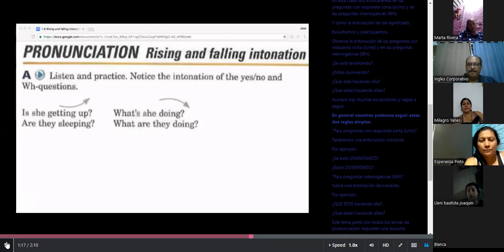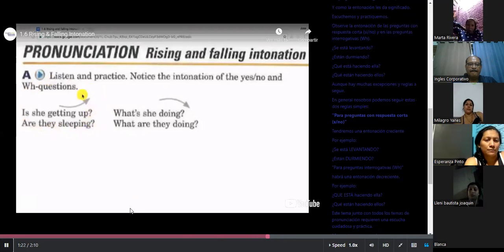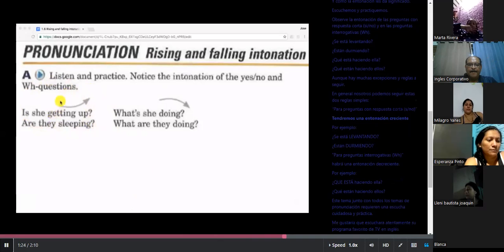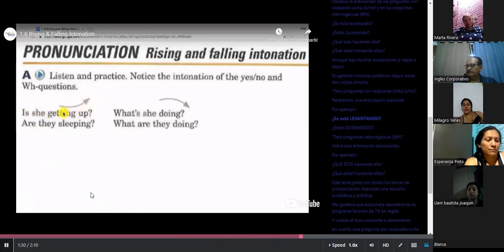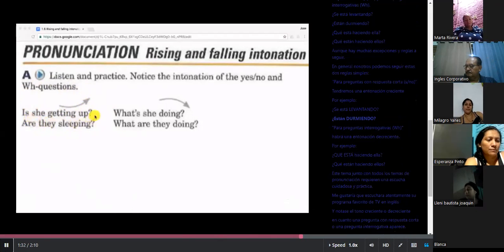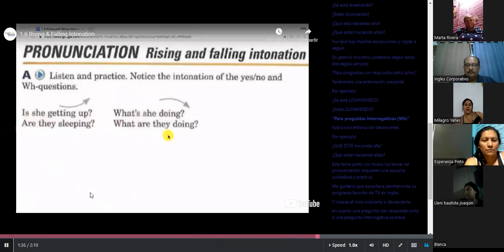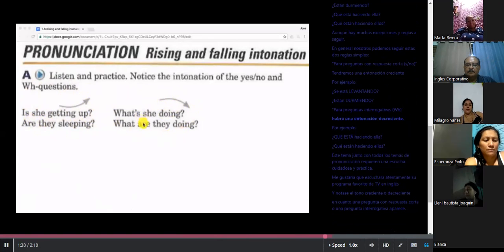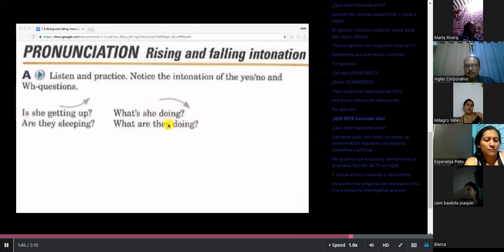Follow these two simple rules. For yes and no questions, there will be a rising intonation. For example, is she getting up? Are they sleeping? For WH questions, there will be a falling intonation. For example, what's she doing?